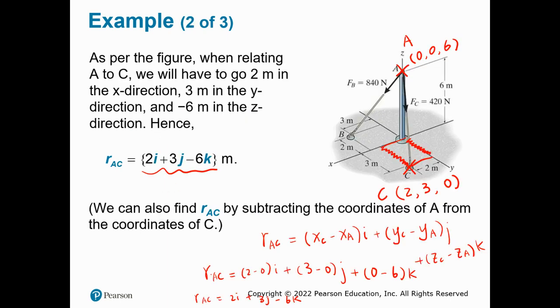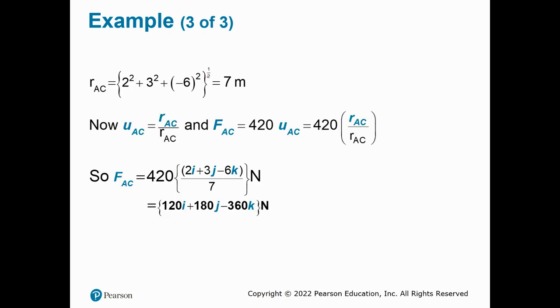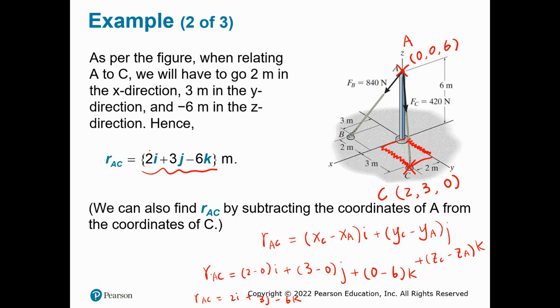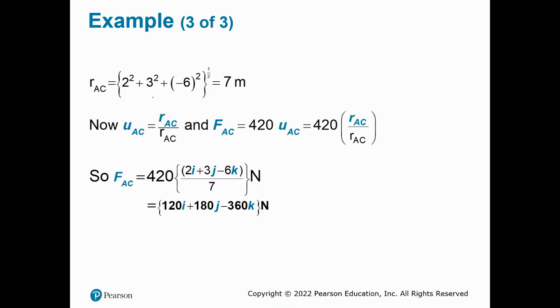After we get the position vector, we're going to use the Pythagorean theorem. So really, you take the 2, the 3, the 6, square, square, square, and then square root. That's what this is doing here, to get the magnitude of the position vector. And then the position vector RAC divided by its magnitude will give me the unit vector that passes through point A and point C.